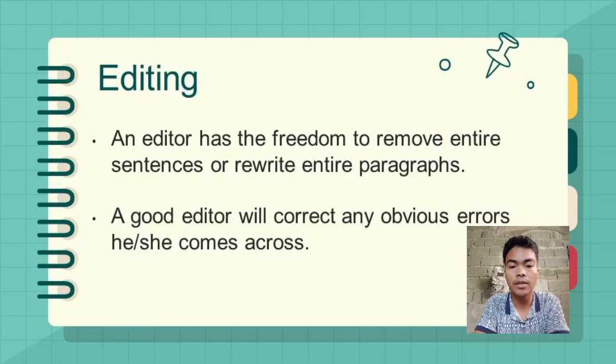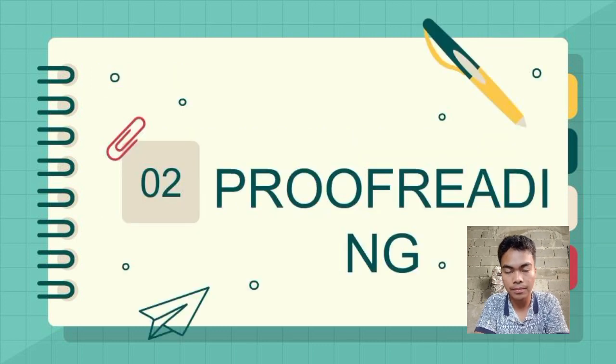So let us discuss first the first skill, editing. Editing is an important aspect of the copy reading process. It involves checking and revising a written piece of content to ensure it is clear, concise, and error-free. It can also involve making changes to the content to improve its readability.